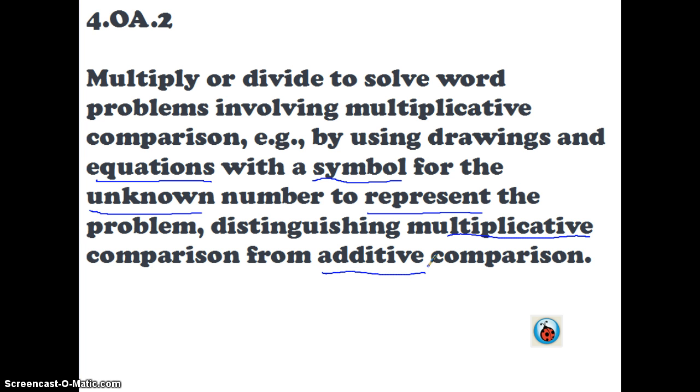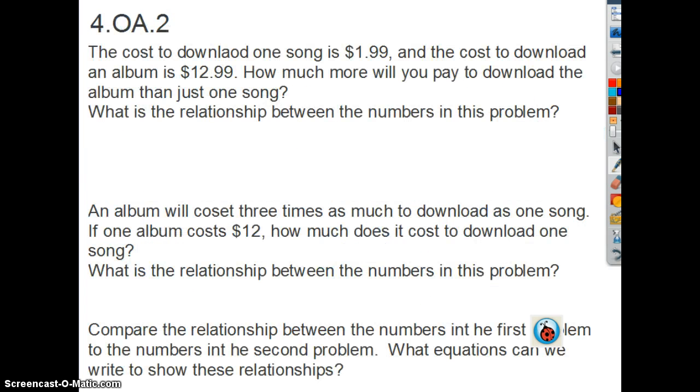Obviously, with multiplicative, it's going to use multiplication or its opposite, which is division. With an additive comparison, you are using addition or subtraction, which is its inverse operation. So when we look at a problem that involves this standard, which is tonight's performance task, you see that there's three different parts. There's part 1, and then there's part 2, and then there's part 3. So let's look at part 1 to give you some hints to get started.